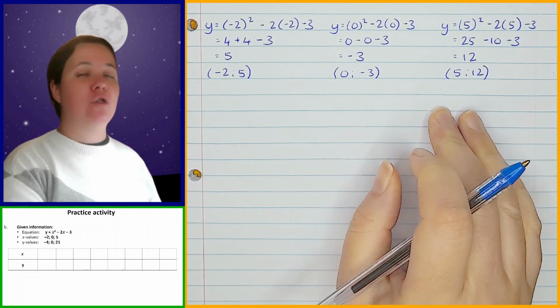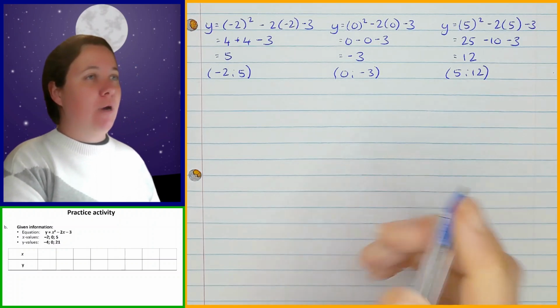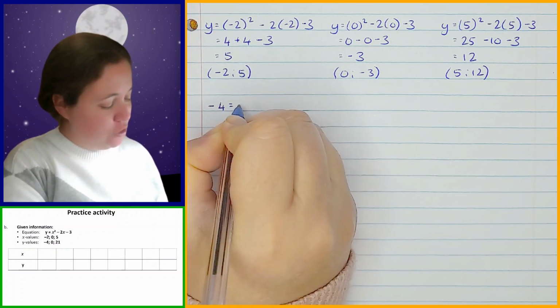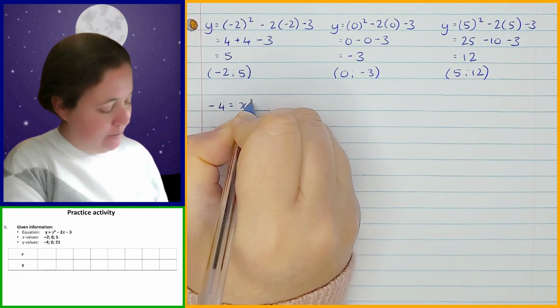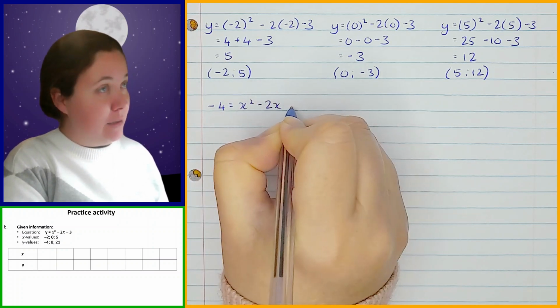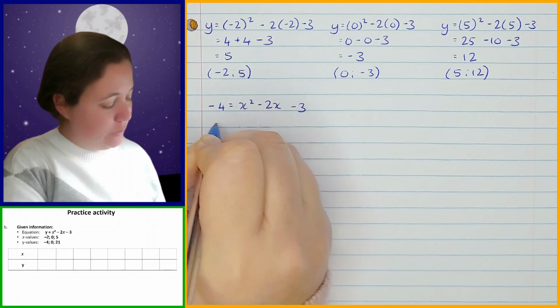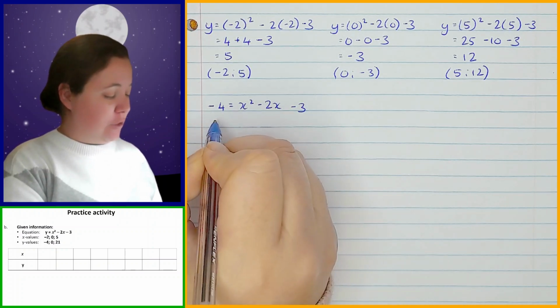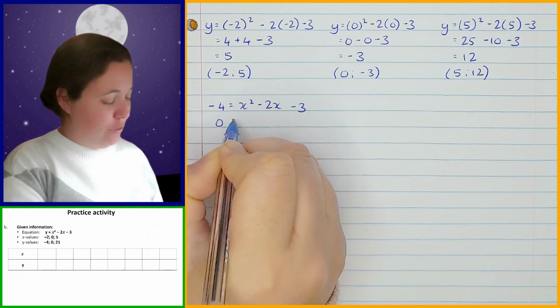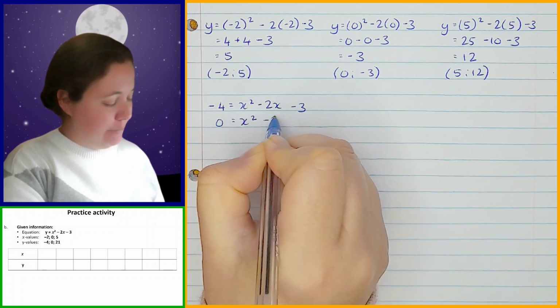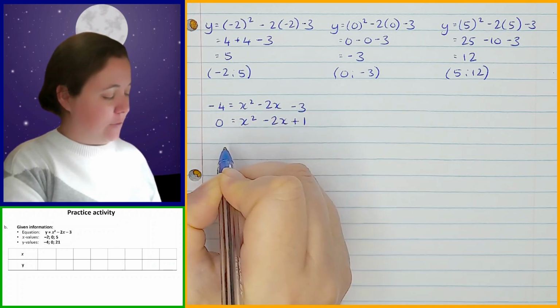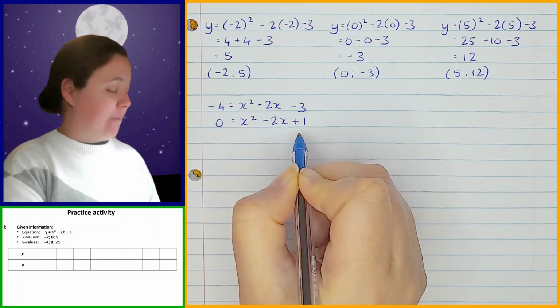Now we're going to go on to the y values. Okay, so the first y value is negative 4. So I've got negative 4 equal to x squared minus 2x minus 3. Okay, so again, I need to get 0 on one side. So I'm going to add 4 on both sides. So it's going to be 0 equals x squared minus 2x, and then negative 3 plus 4 is positive 1. Okay, now I've got a trinomial that I'm going to factorize.